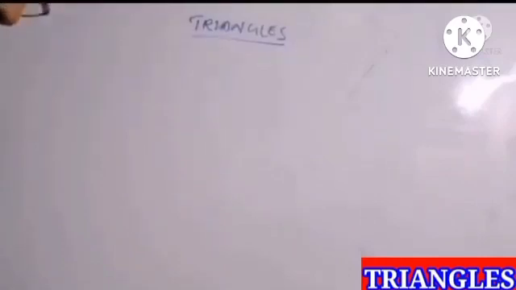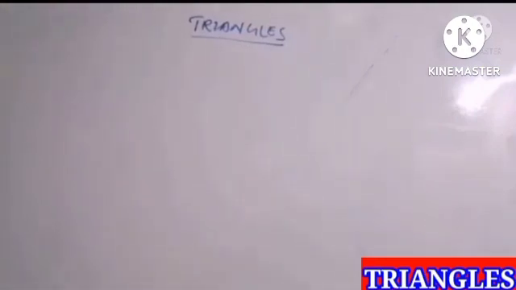Today we are going to study a new lesson, triangles. Lesson number 7. So you have studied about triangles and their various properties in your earlier classes. You know that a closed figure formed by three intersecting lines is called a triangle. That means a polygon bounded by three line segments is called a triangle.